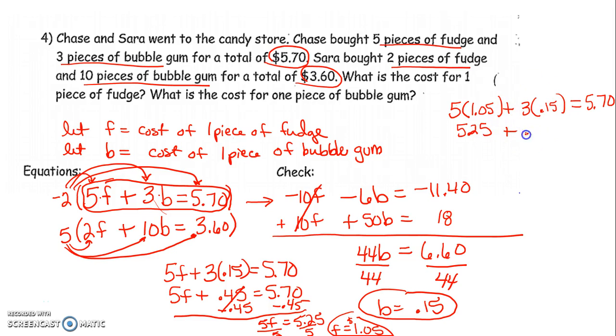3 times 15 should be 45 cents. And we're hoping that that's $5.70. 525 plus 45. Yay, $5.70. So that would be the check for Chase.